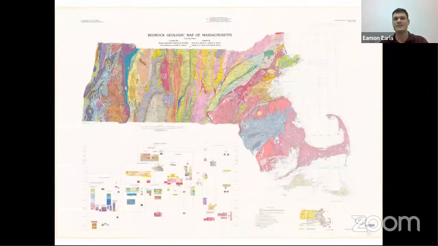All right, the really fun part. We get to figure out the geology of Quincy. And here we're going to take a look at the bedrock geology of Massachusetts. Now remember, the sediments and soils over top of this are different, but this is the bedrock below it all.